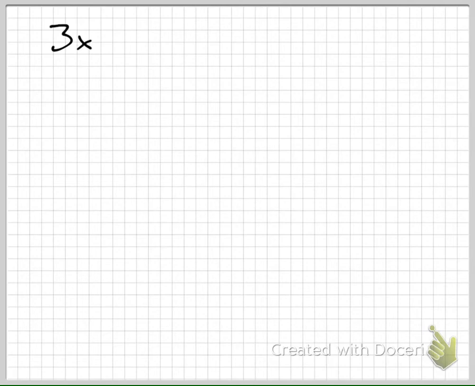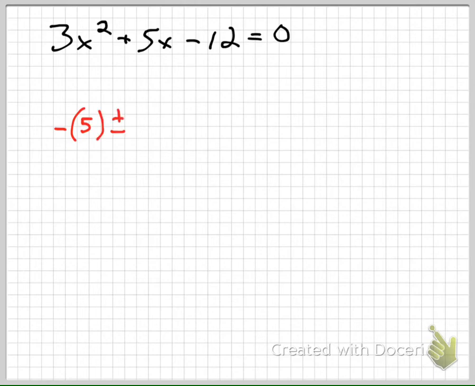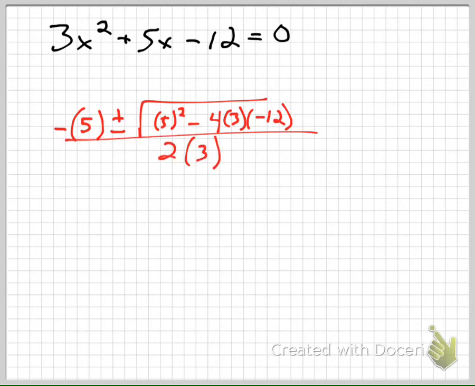After this one, I'm giving you a quiz that's going to count. So plug it in. You just plug it in, people. In red. Minus b. So minus 5 plus or minus the square root of 5 squared minus 4 times 3 times negative 12, all divided by 2 times 3.